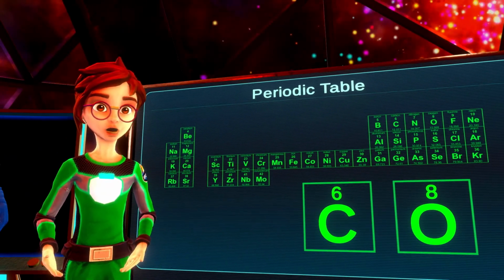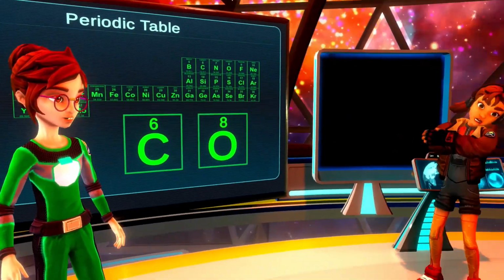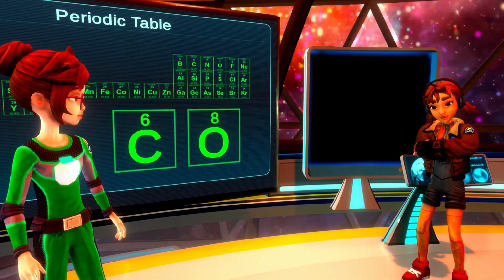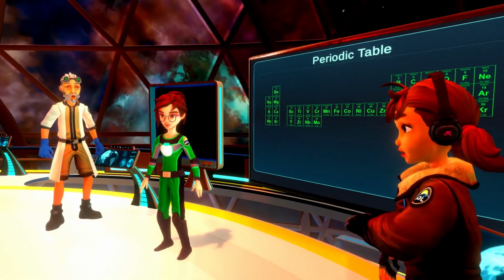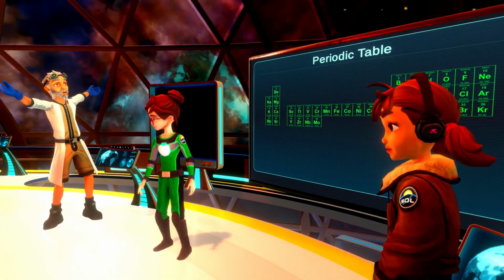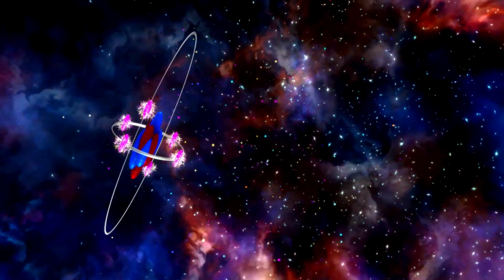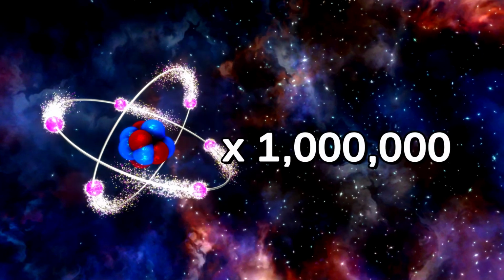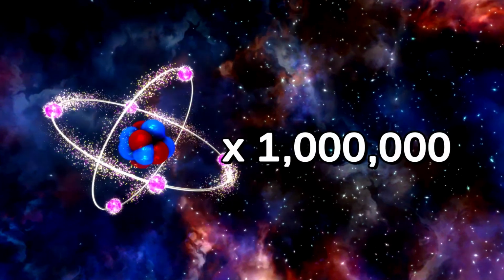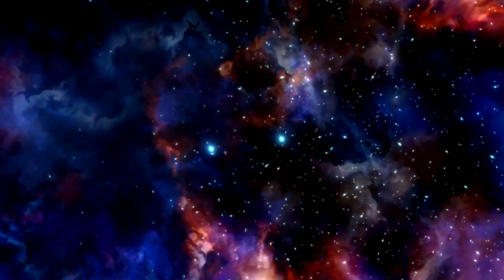Did any of my atoms come from that star? And mine too? Probably. There are only a billion trillion stars in today's universe. You would need to get about 1 million carbon atoms from each star to get enough for your body.